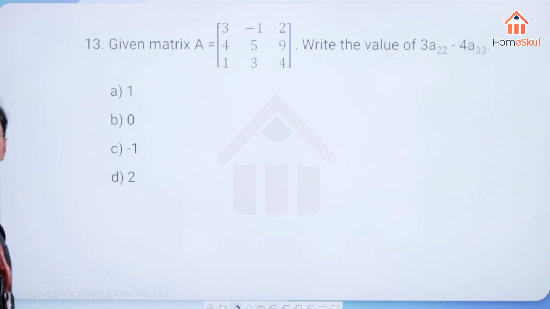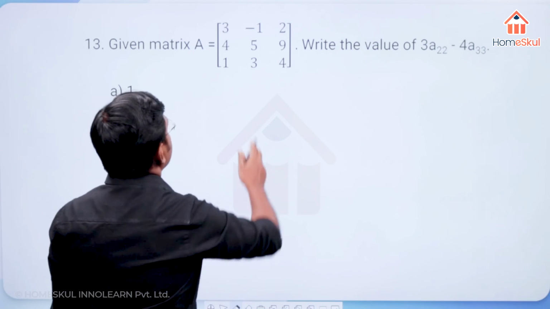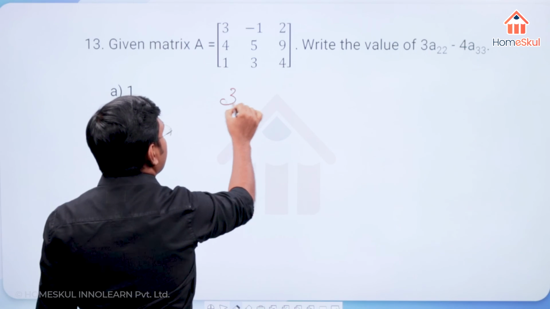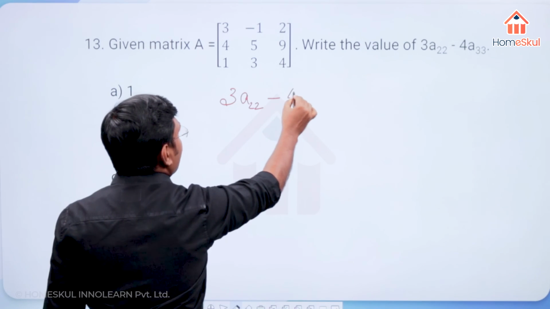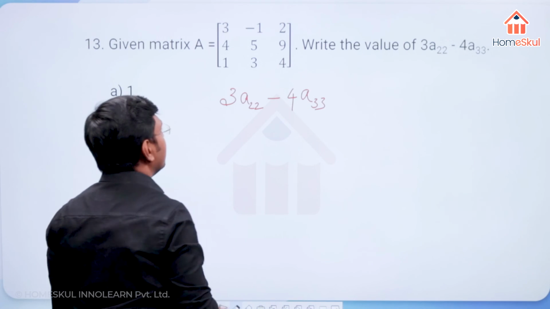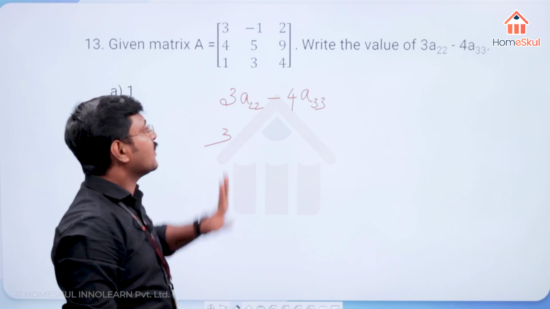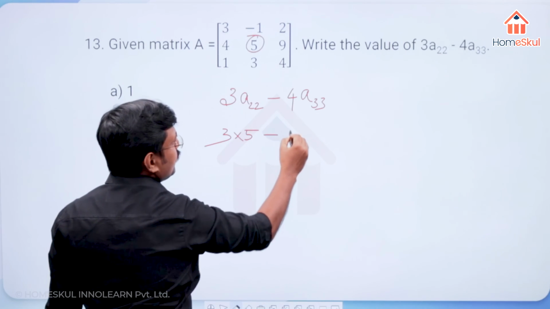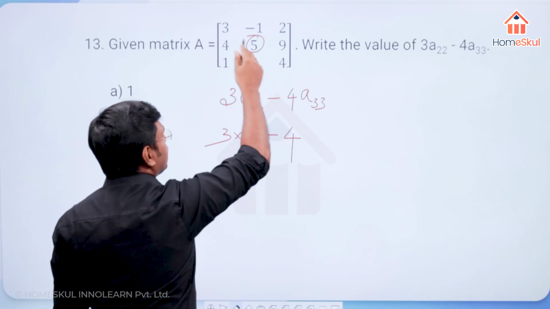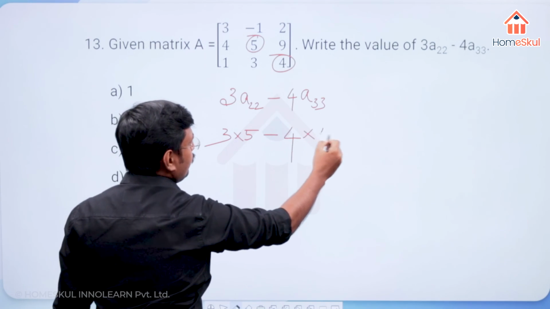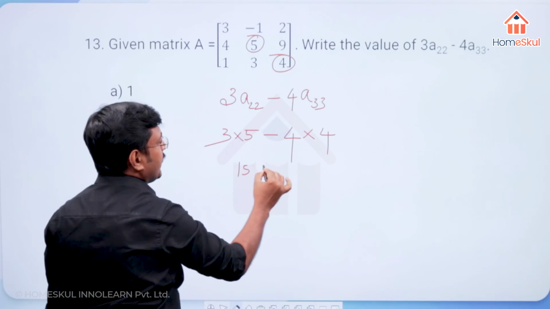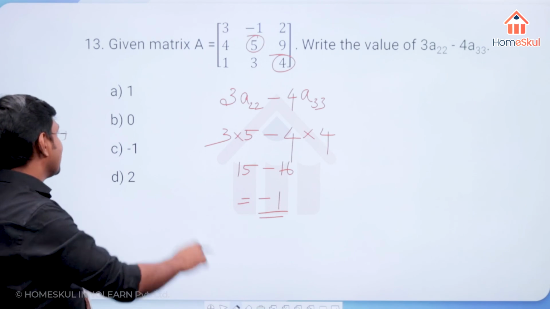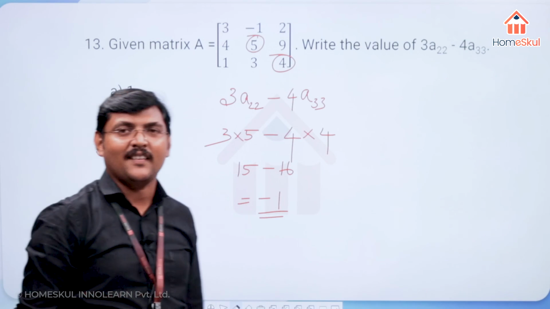Yes, so I am solving this. Okay, listen. Given matrix A is equal to 3, minus 1, 2, 4, 5, 9, 1, 3, 4. Write the value of 3A22 minus 4A33. Simple question, right? 3 into the second row, second column element, which is 5. So 3 into 5, minus 4 into the third row, third column element, which is 4. So 4 into 4. 3 into 5 is 15, minus 4 into 4 is 16. 15 minus 16, the answer is minus 1, correct? So the answer for this question is C, minus 1.